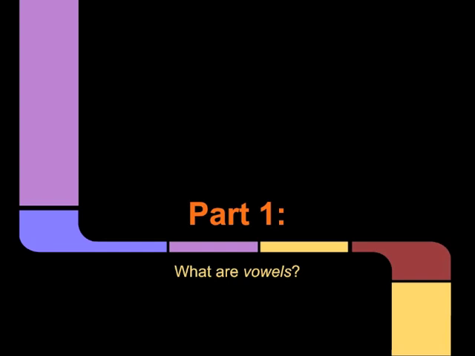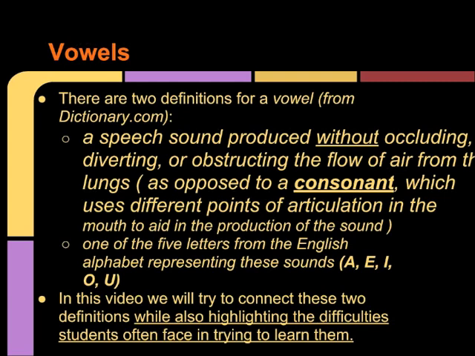Part 1. What are vowels? There are two definitions for a vowel from dictionary.com. A speech sound produced without occluding, diverting, or obstructing the flow of air from the lungs, as opposed to a consonant, which uses different points of articulation in the mouth to aid in the production of the sound. Also, one of the 5 letters from the English alphabet representing these sounds: A, E, I, O, and U.